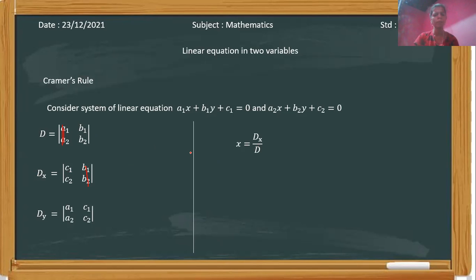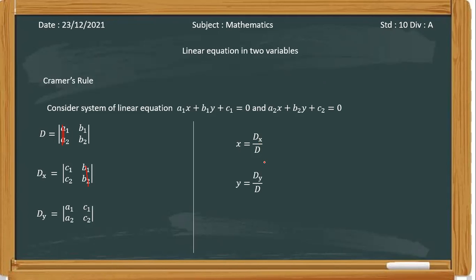See, it's a simple process. You just have to find the determinant. In your previous methods of finding the values of x and y, you have solved using the elimination method and substitution method. Those are long methods, but in Cramer's rule you just have to focus on finding determinants of numbers. So x is equal to dx divided by d, and we will get the value of x.